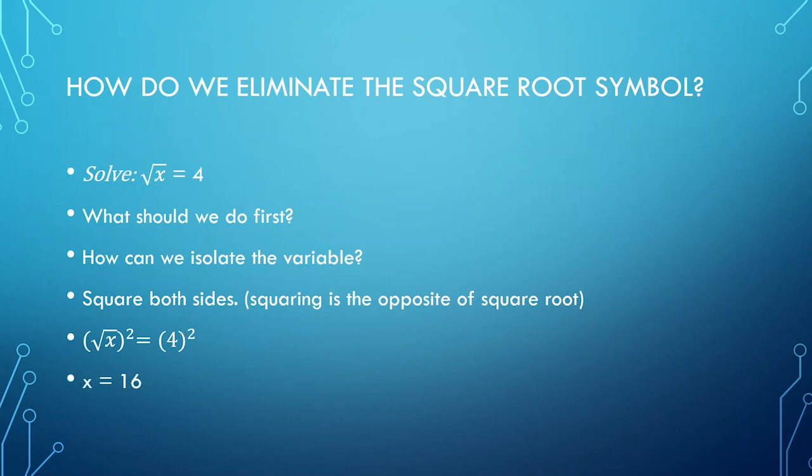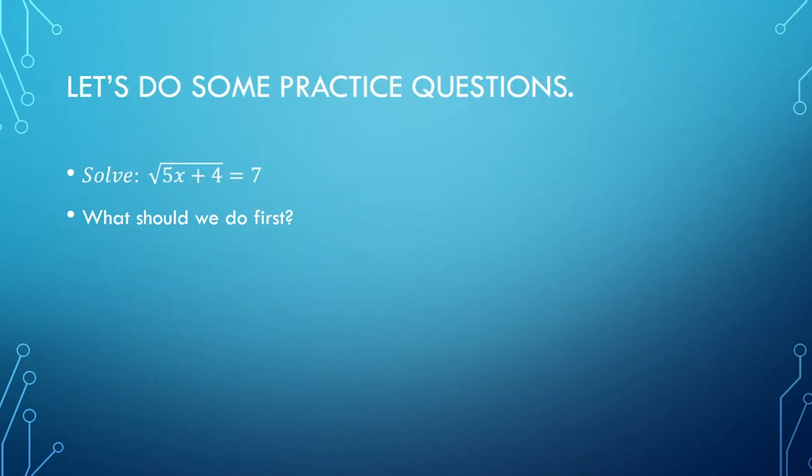You end up getting x equals 16. The square root symbol and the power of 2 will cancel each other out. You're left with x, and then 4 squared is 16. That answer is correct. We check it. All right, here's another one.